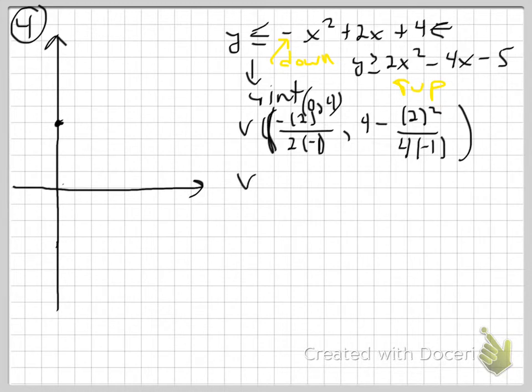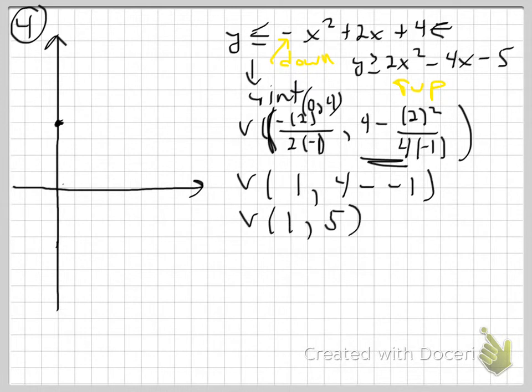So I need to figure out that vertex. Well, this turns out to be 1. And this part here turns out to be 4 minus 4 on top, negative 4 on bottom, negative 1. So the vertex is 1, 5. So I'm going over 1, up 4, up 5. There's my vertex.